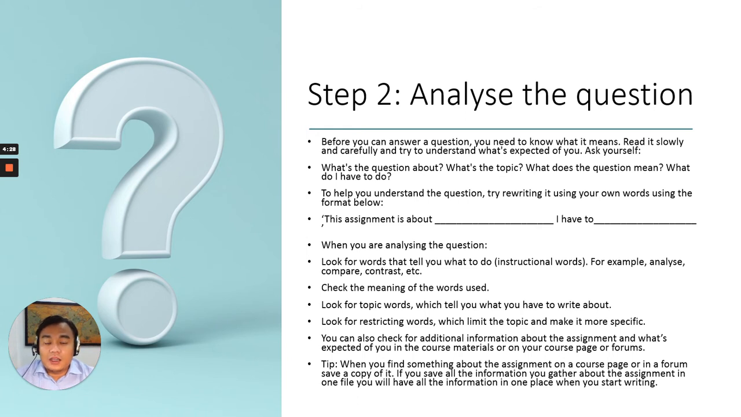You can also check for additional information about the assignment and what is expected of you in the course material, Spectrum, or on your course page or forums. There is another tip: when you find something about the assignment, for example, the reference or the instruction, in a course page or in Spectrum or in a forum, save a copy of it in the same folder. If you save all the information you gather about the assignment in one file, it will be easy for you to access the information later on once you start writing.